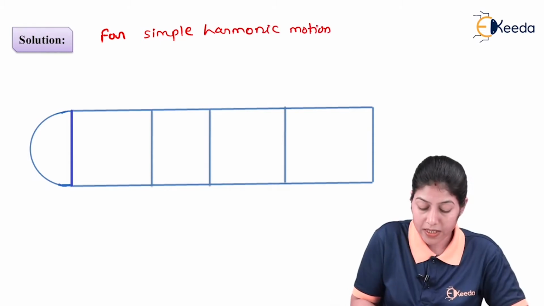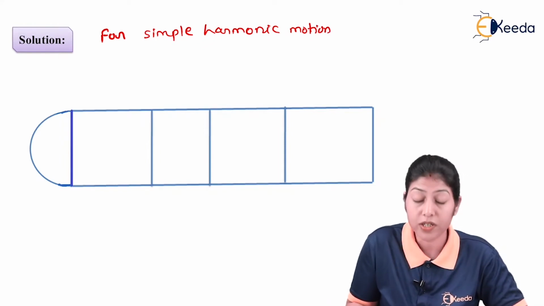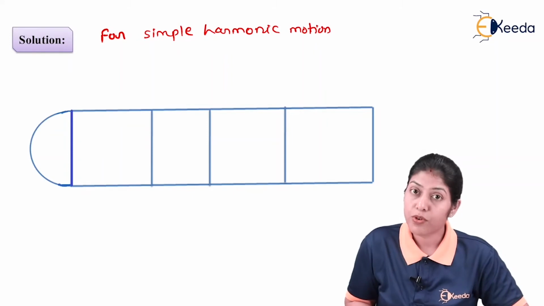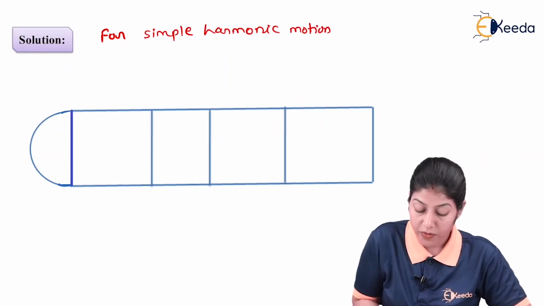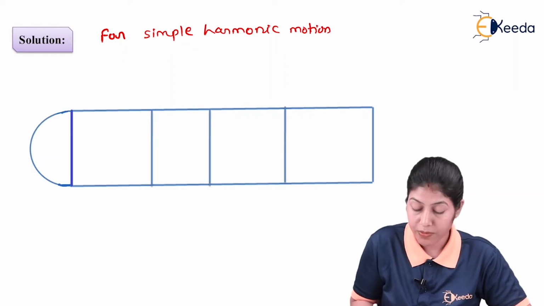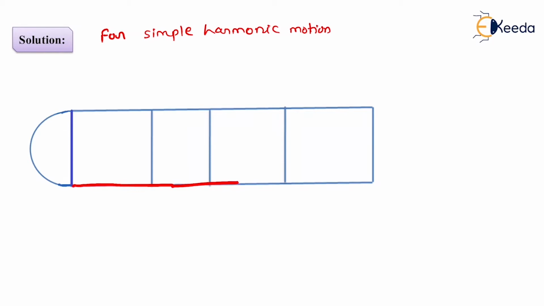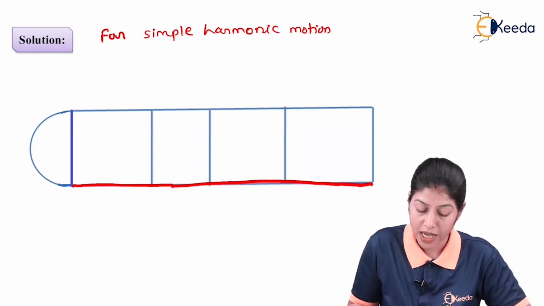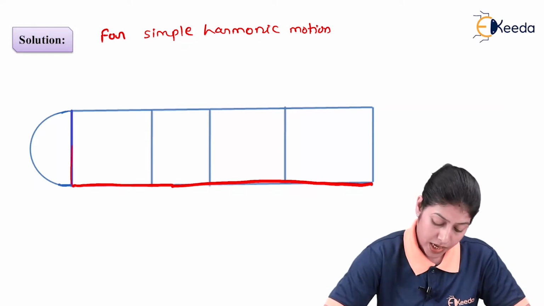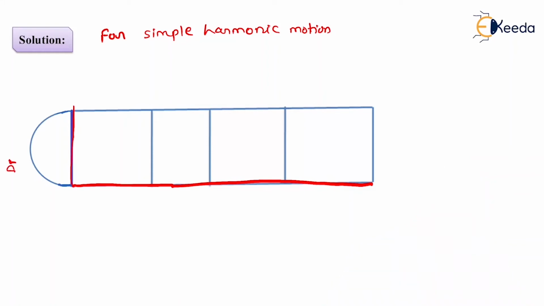So I have discussed this condition, simple harmonic motion, and for this particular condition how we can draw the displacement diagram of the follower. So the same procedure we will follow here. Now first we will draw one horizontal line which is representing the angular displacement of the cam, and one vertical line, which is representing the displacement.